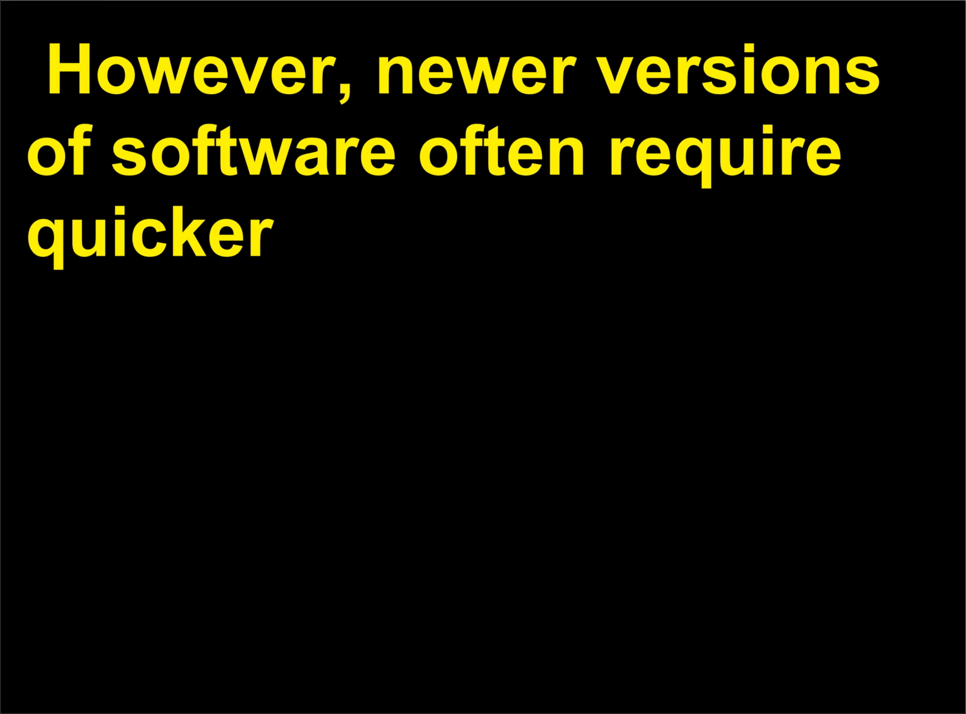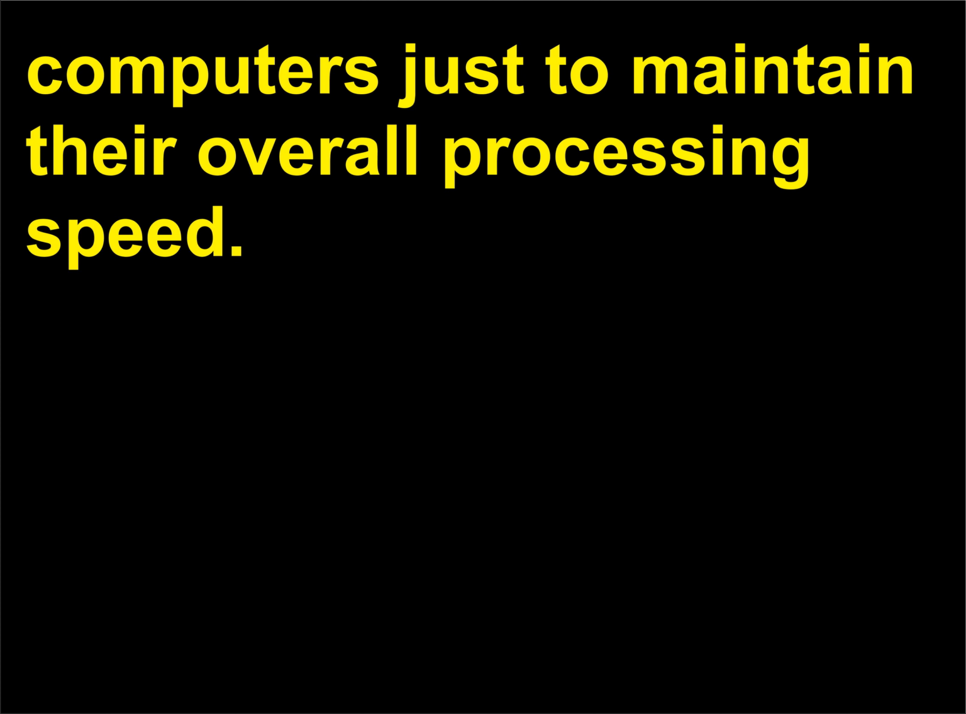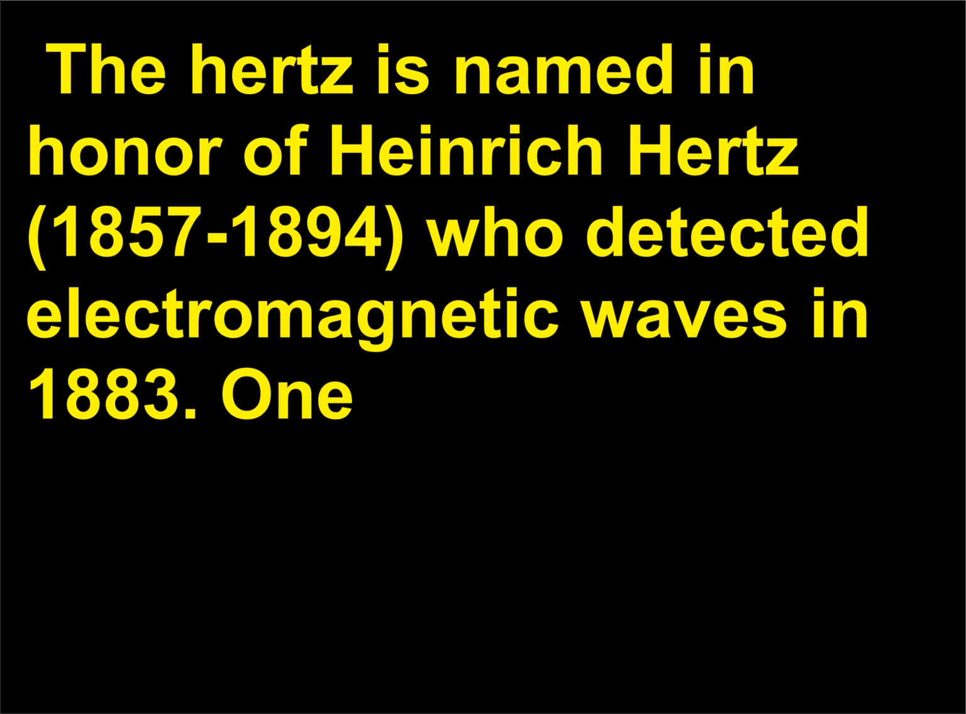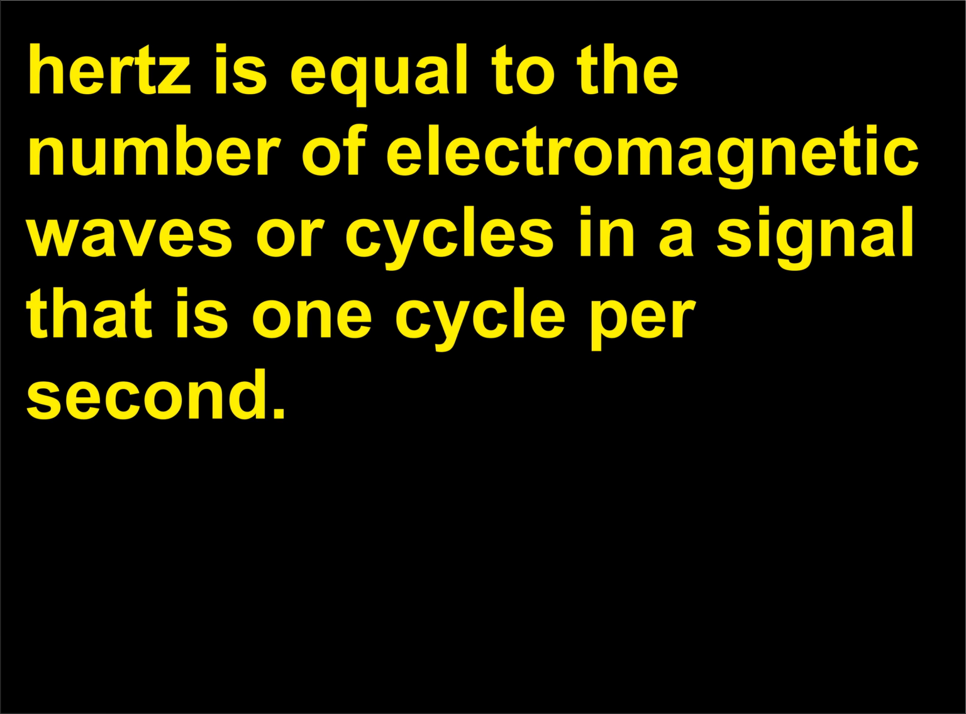However, newer versions of software often require quicker computers just to maintain their overall processing speed. The Hertz is named in honor of Heinrich Hertz, 1857 to 1894, who detected electromagnetic waves in 1883. 1 Hertz is equal to the number of electromagnetic waves or cycles in a signal that is 1 cycle per second.